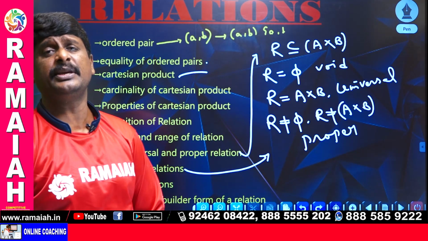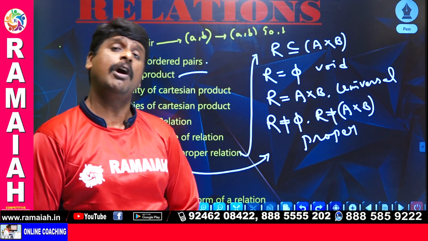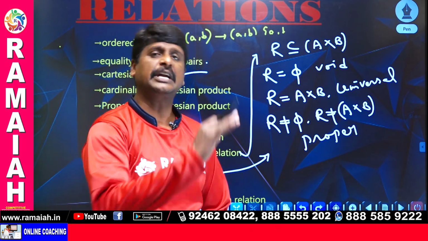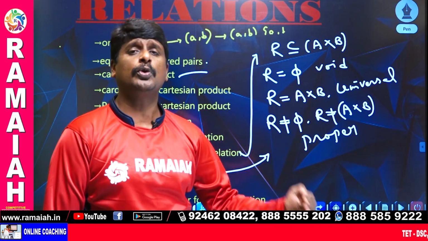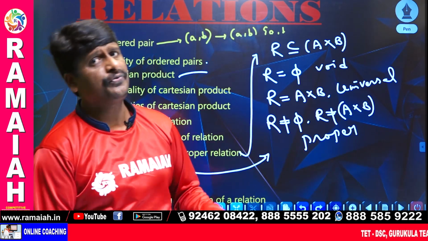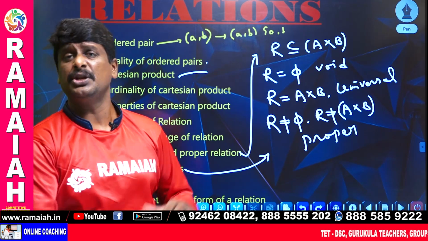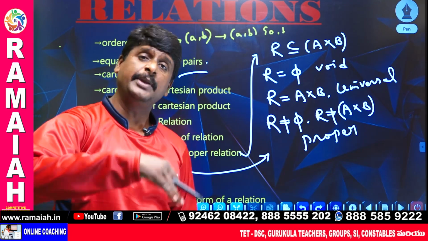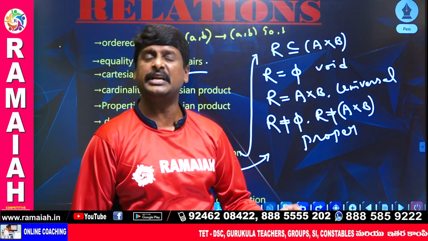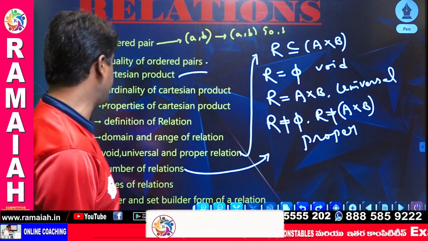Number of relations is nothing but number of subsets of A cross B. So that formula is enough. To find number of non-empty relations, total number of relations minus 1. To find number of proper relations, total number of relations minus 1 is enough. To find number of non-empty proper relations, total number of relations minus 2 we have to write.